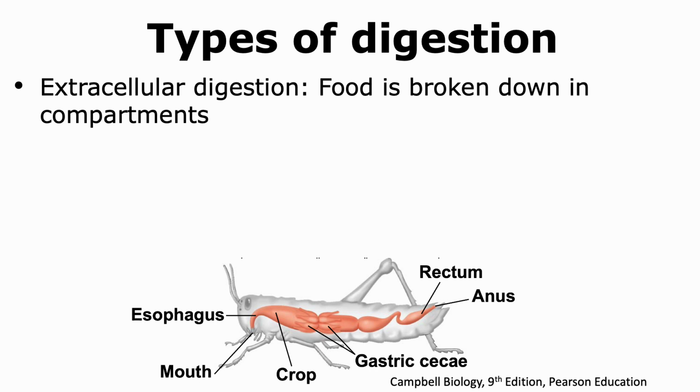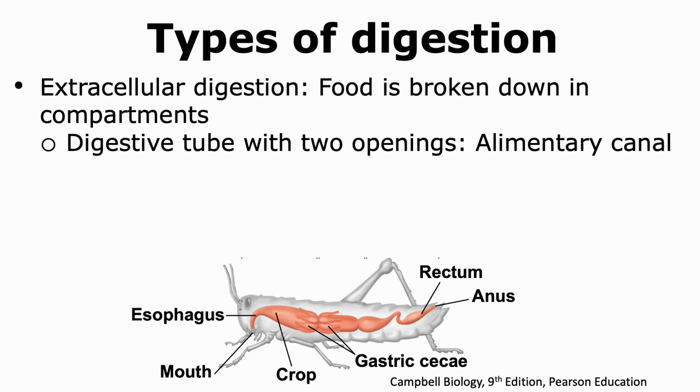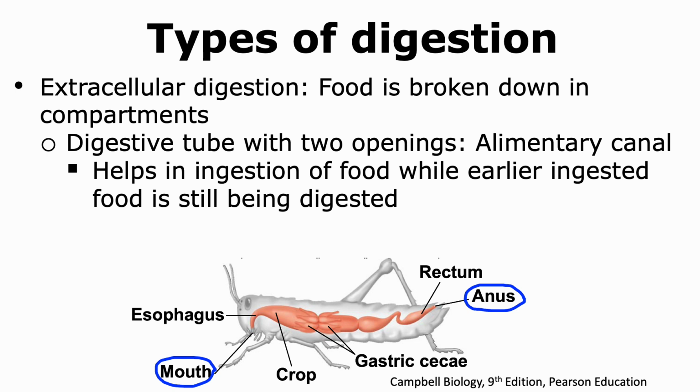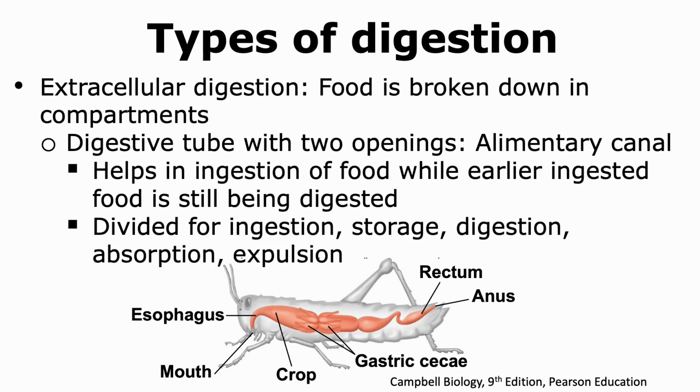As organisms became more complex, a digestive tube with two openings evolved. This type of digestive tube is called an alimentary canal. In this case, there is a mouth from which the food enters, which is one opening, and there is a separate opening from where the undigested material is expelled from the body. This is a key innovation because it allows the ingested food to remain in the system while it is being digested, but also allows the animal to eat more food, and hence the tube acts as a storage area. This alimentary canal can be divided into different parts: a compartment for ingestion, another compartment for storage, another compartment where the food gets digested and absorbed, and finally a compartment where it gets expelled.